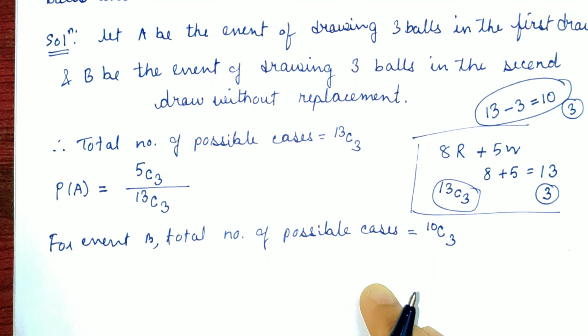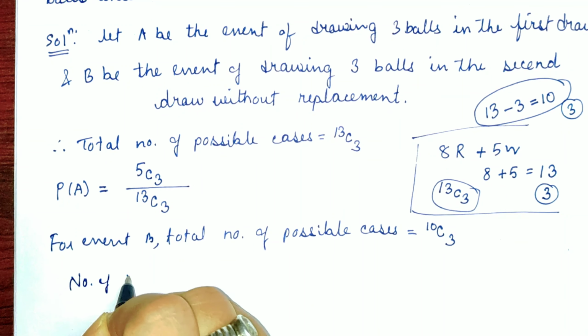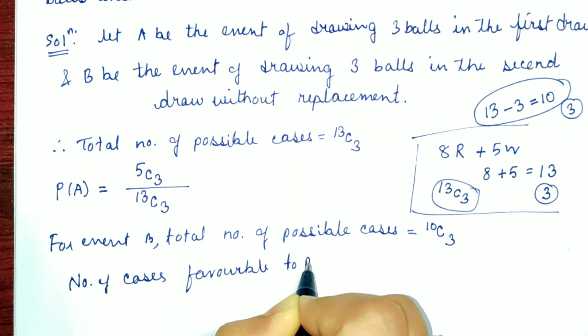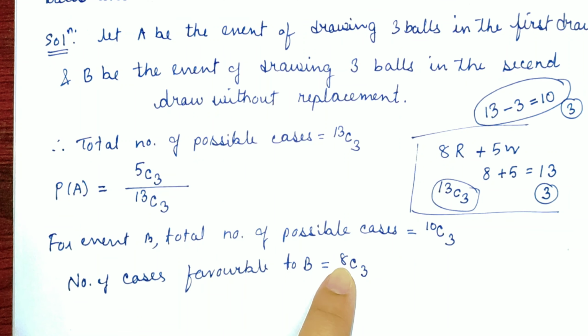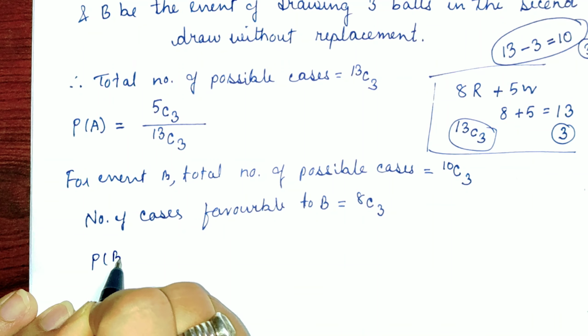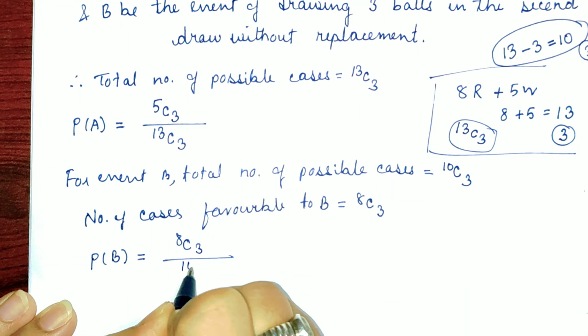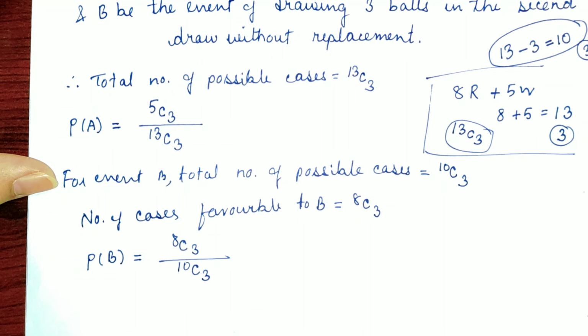Now 8 red balls are there. Therefore the number of cases favorable to B is equal to 8C3. 8 red balls are there, and out of these you have to draw 3. Now we will find the probability of B. Probability of B will be 8C3 divided by 10C3. Now find the 5C3 and 13C3 values.